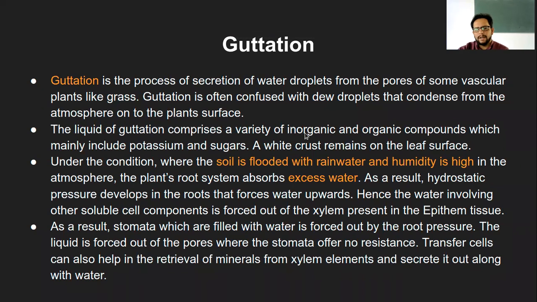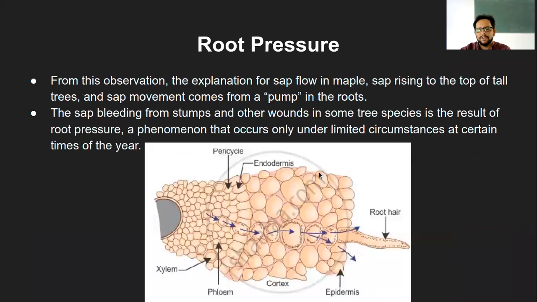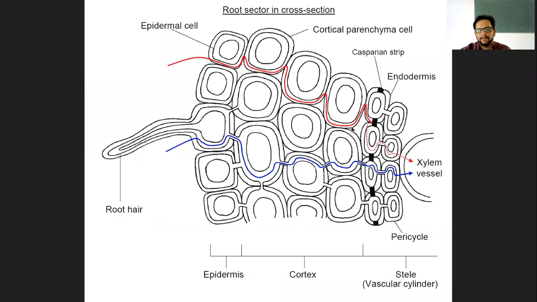So I hope you remember last class we spoke of the root pressure, which is nothing but the hydrostatic pressure built up due to the process of osmosis, and because of which the water keeps flowing towards the xylem and then upward through the xylem.